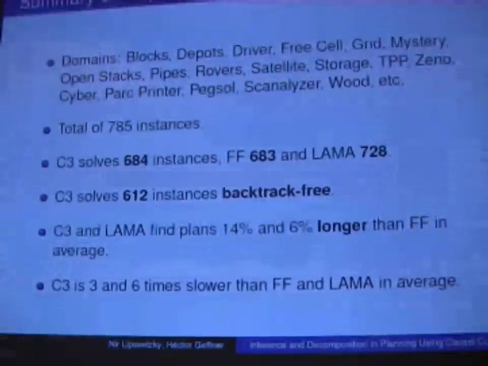So about plan quality, C3 finds plans 14% longer than FF, and Llama finds plans 6% longer than FF. And C3 is 3 times slower than FF and 6 times slower than Llama. Here, Llama was executed not in any time, just reporting the first solution that it found.